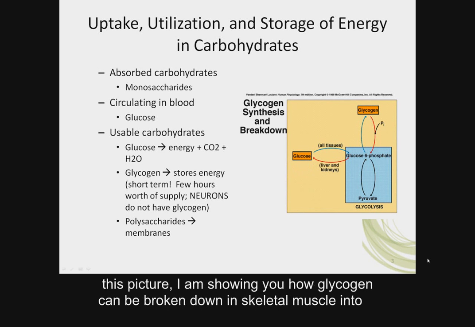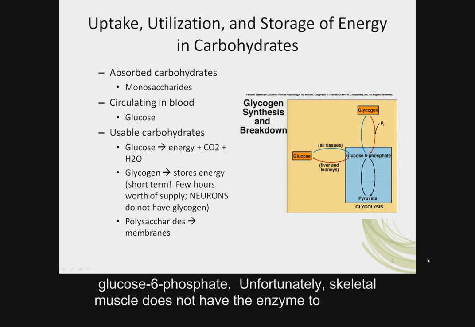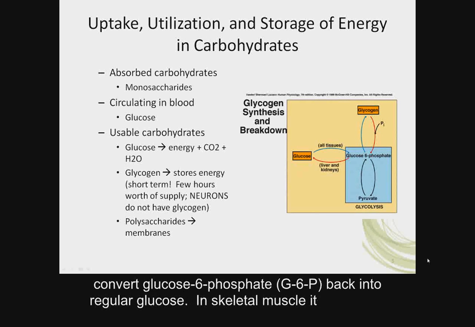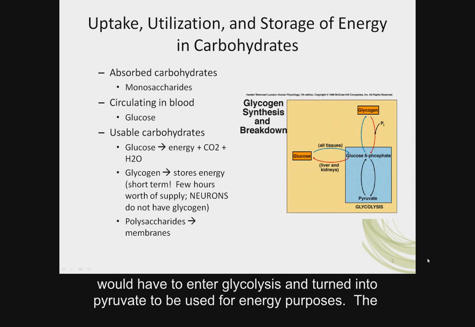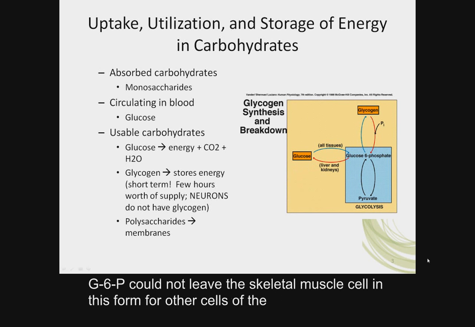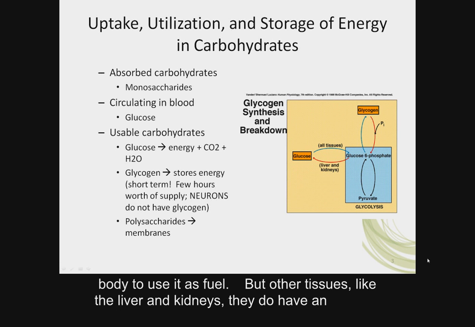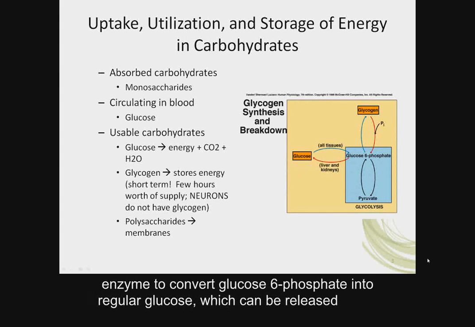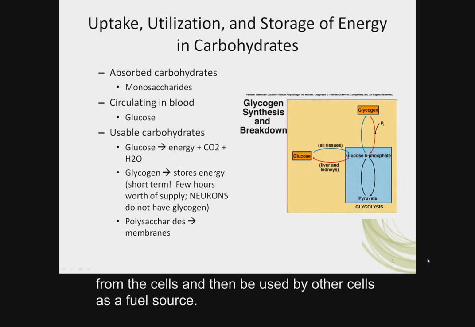On this picture, I'm showing you how glycogen can be broken down in skeletal muscle into glucose 6-phosphate. Unfortunately, skeletal muscle does not have the enzyme to convert glucose 6-phosphate, or G6P, back into regular glucose. In skeletal muscle, it would have to enter glycolysis and be turned into pyruvate to be used for energy purposes. The G6P could not leave the skeletal muscle cell in this form for other cells to use the glucose as fuel. But other tissues, like the liver and kidneys, do have an enzyme to convert glucose 6-phosphate into regular glucose, which can be released from the cells and then be used by other cells as a fuel source.